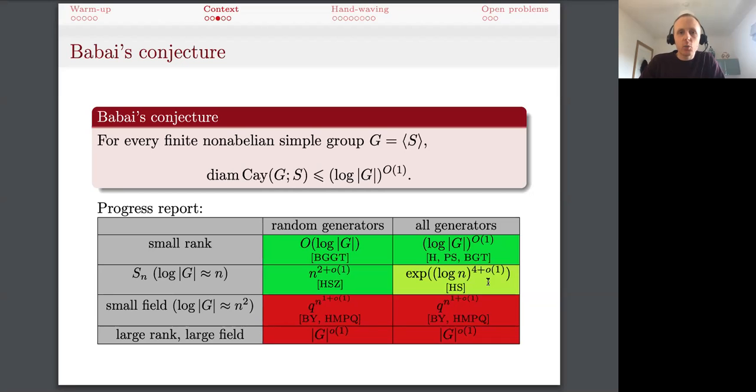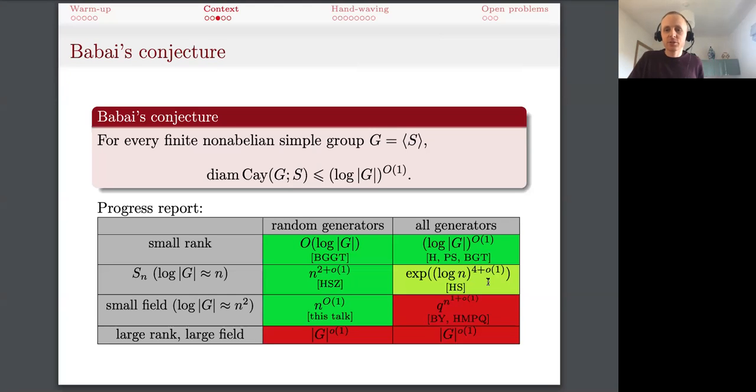Okay, so what I want to talk about today is some modest progress on Babai's conjecture, where we're going to turn one of these red boxes green. We're in the situation where we're in high rank over a small field, and we have typical generators. So something like SL_N(F_2) with typical generators. And what we claim is that in this situation, indeed Babai's conjecture holds. And we have some caveats that I'll talk about.